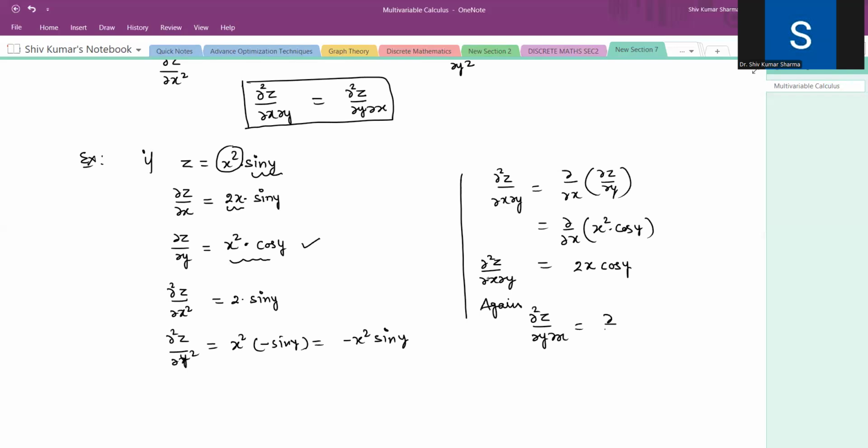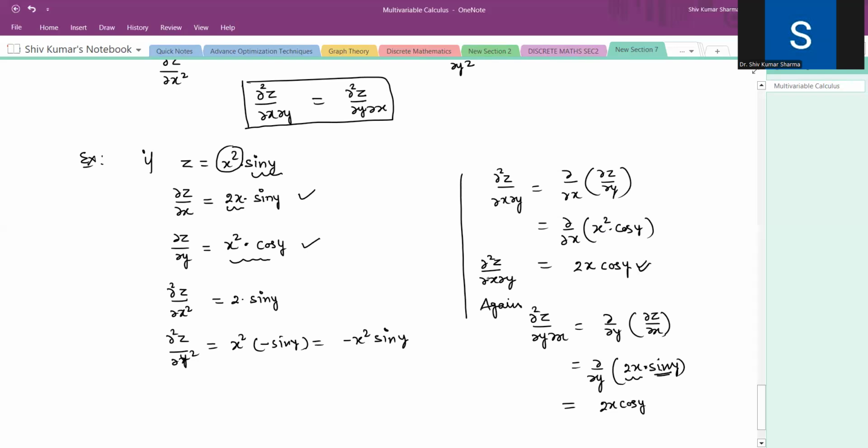So this we can write as ∂/∂y of ∂z/∂x. So this gives us ∂/∂y. The value of ∂z/∂x we have calculated in the first step. This gives us 2x into sin y. So when we obtain the partial derivative of this function, this gives us 2x into cos y. So 2x we treat as a constant and the differentiation of sin y is cos y.